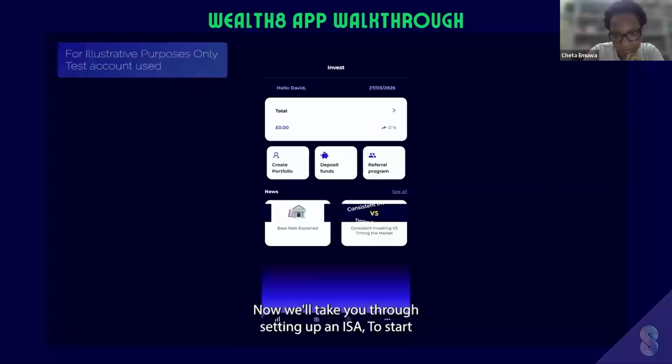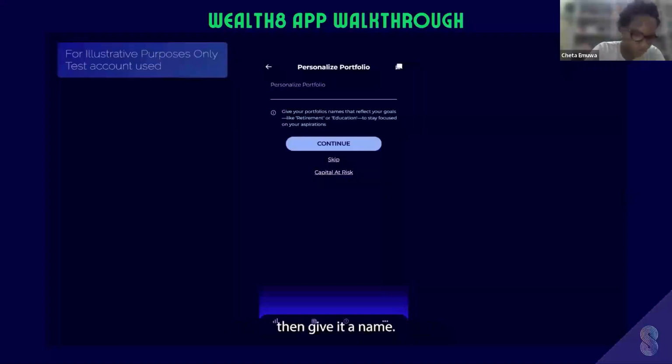Now, we'll take you through setting up an ISA. To start, just hit that Create Portfolio button. Then, give it a name. I'll go for my Wealth8 portfolio. Gotta keep things aspirational.